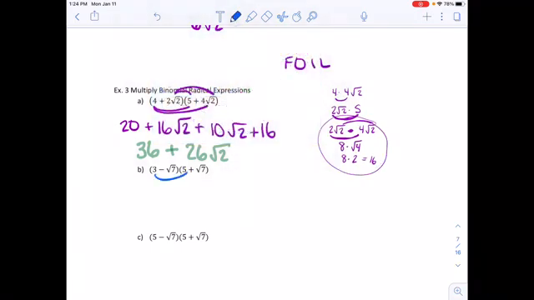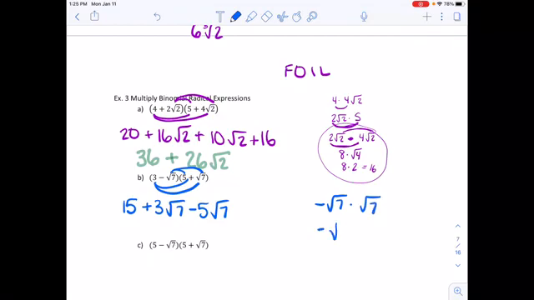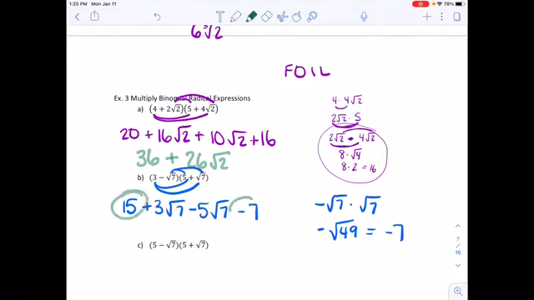You FOIL, so we have our first times our first, out times out, in times in, last times last, so 3 times 5 is 15. 3 times root 7 is simply just 3 root 7. Then we have that negative in there, so we need to take negative 5 root 7. And then we need to go ahead and take negative root 7 times root 7, which is just really negative root 49, which is equal to negative 7. Combine like terms. So we have 15 minus 7, which is 8, and then 3 root 7 minus 5 root 7, which is negative 2 root 7 as our solution.